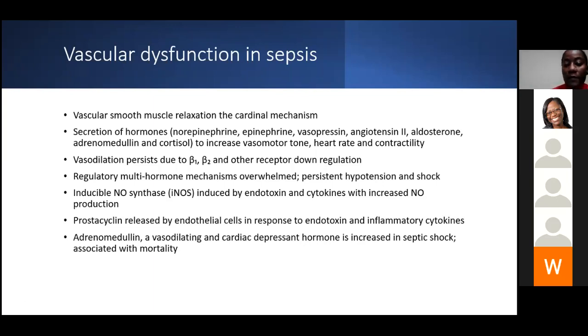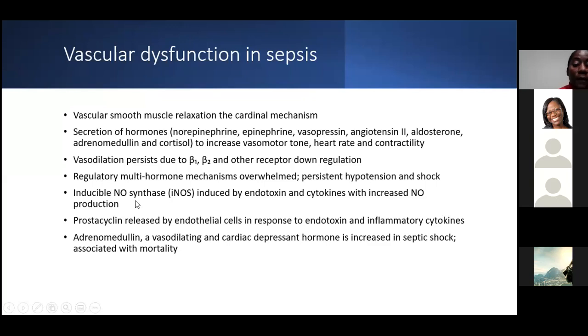We know that the cardinal mechanism of vascular dysfunction in sepsis is vascular smooth muscle relaxation. But as part of your compensatory mechanism in sepsis, there's secretion of different hormones, which try to increase your vasomotor tone, your heart rate and contractility, and they act synergistically. However, when you have ongoing sepsis, these regulatory multi-hormone mechanisms get overwhelmed, and you have patients with persistent hypotension and shock. You also have a downregulation of your adrenergic receptors, hence persistent vasodilatation, and blood pressure that is unresponsive to fluids.